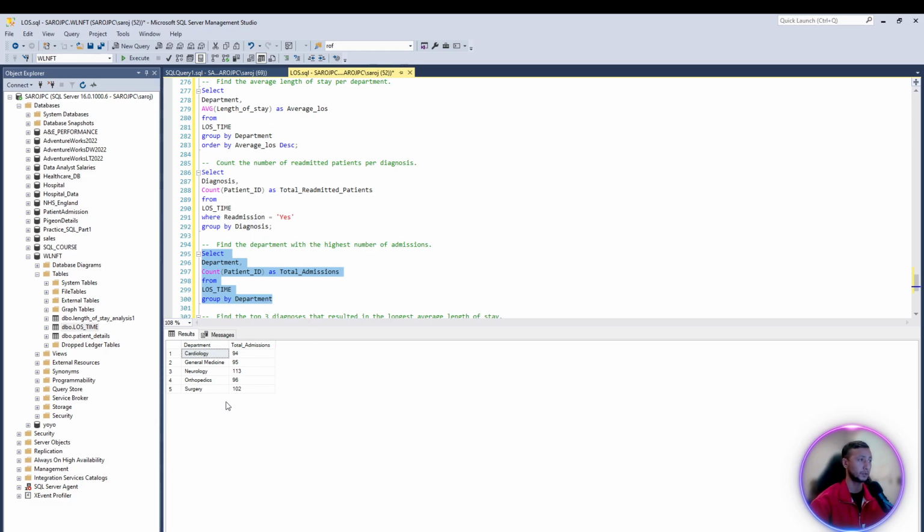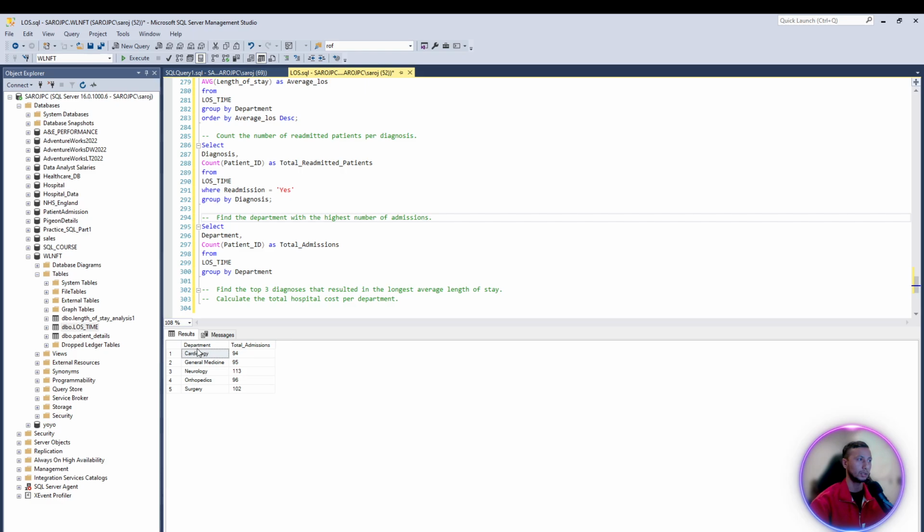Right. So our question is to find the department with the highest number of admissions. We got all the departments and the total admissions, but our question is with the highest. So that means we only need the data of neurology. As we can see, neurology has the highest number of admissions. What we can use, let's use order by total admissions. We want it from highest to lowest.